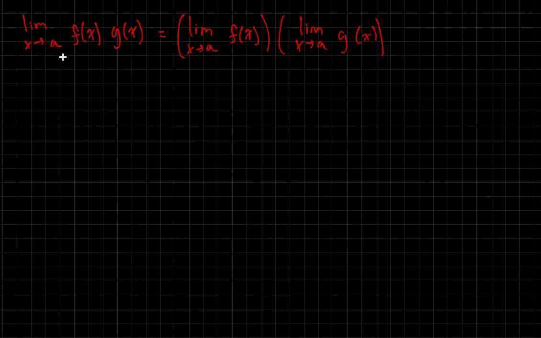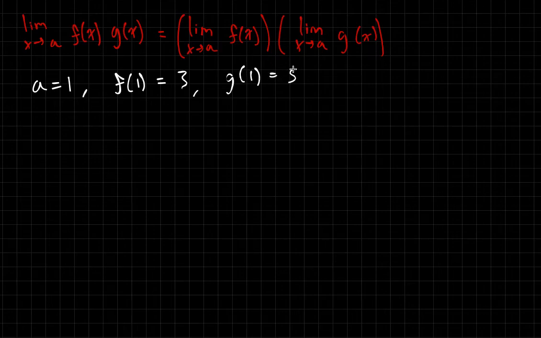So this next property says that the limit as x approaches a for f of x times g of x equals the limit as x approaches a for f of x times the limit as x approaches a for g of x. So you can see a similar pattern. These are two separate limits again. But I'm also going to try something different to help visualize these properties of limits. So this time let's say that a equals 1, f of 1 equals 3, and g of 1 equals 5.